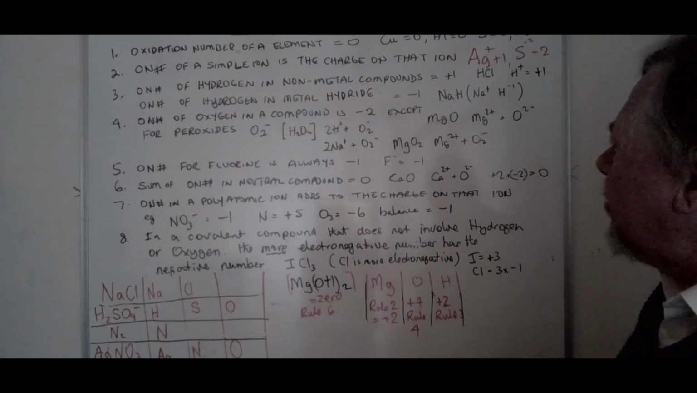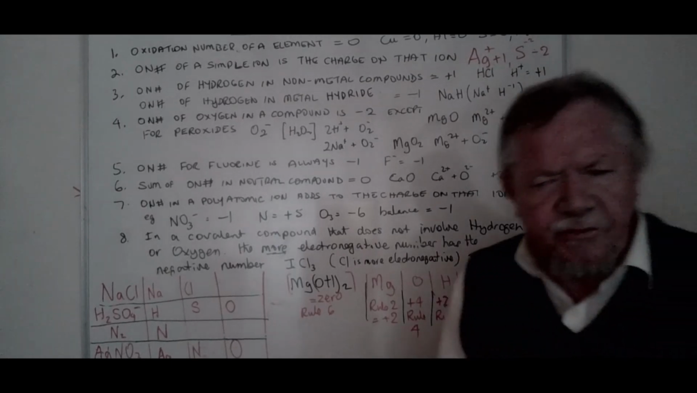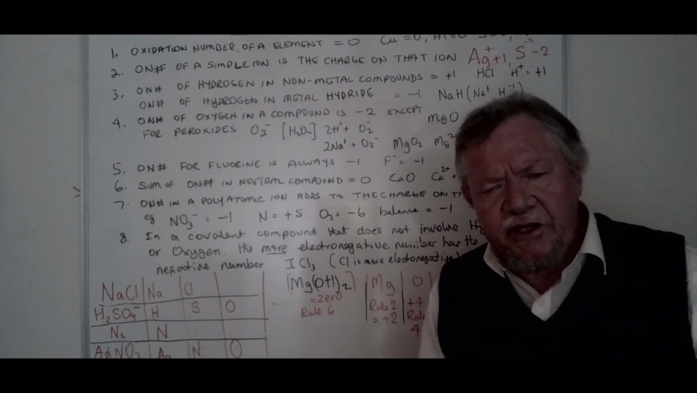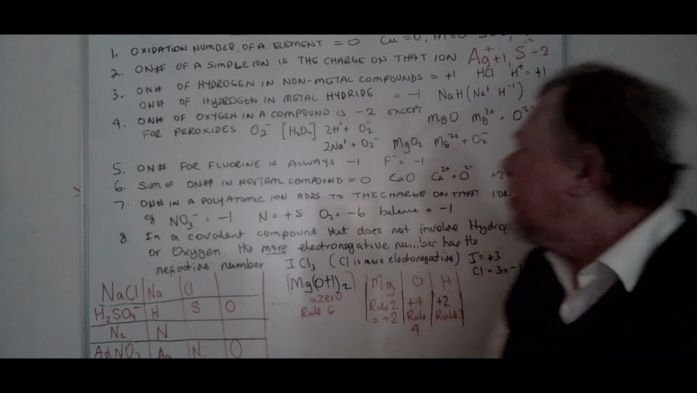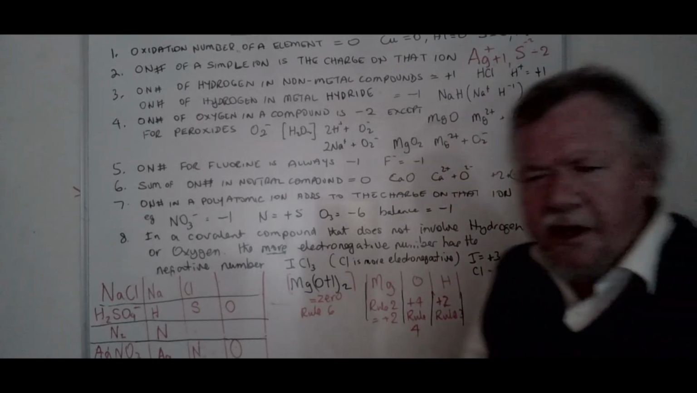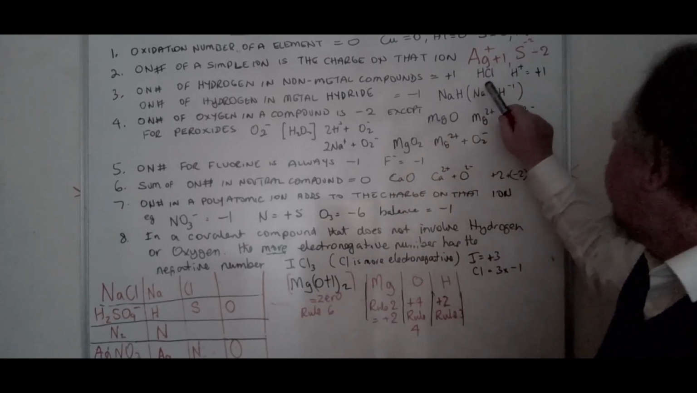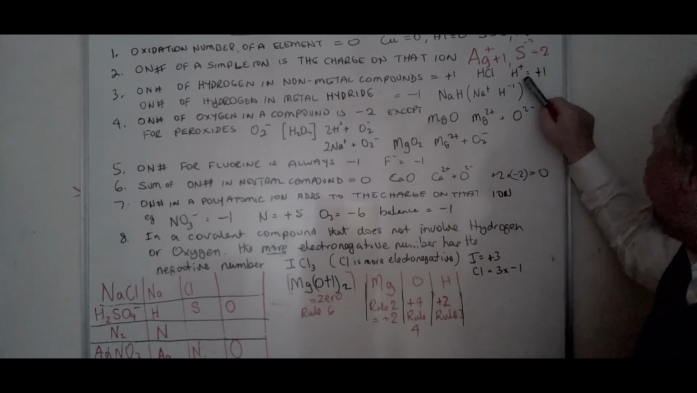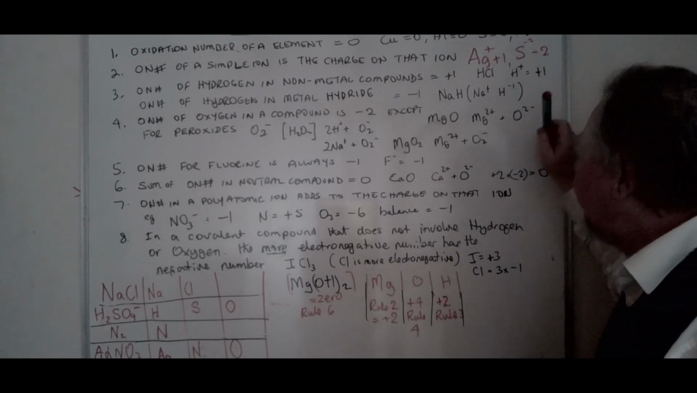The oxidation number of hydrogen in non-metallic compounds, okay, is +1. So normally the valency of hydrogen is +1, so generally the oxidation number of hydrogen will remain as +1. For instance, in a product like HCl, the oxidation number of hydrogen in hydrochloric acid is +1. It's an example.